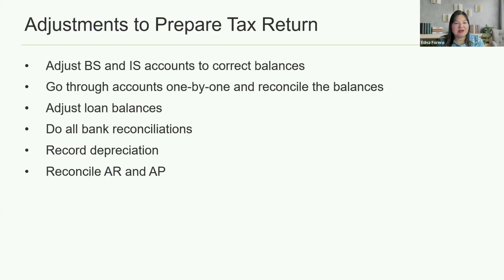So adjust the balance sheet and the income statement accounts to make sure they reflect the current balances. Go through the accounts one by one and reconcile the balances. Adjust any loan balances, make sure they've made their payments. Is the principal being reported correctly? Is the interest being paid? Do the bank reconciliations for them.